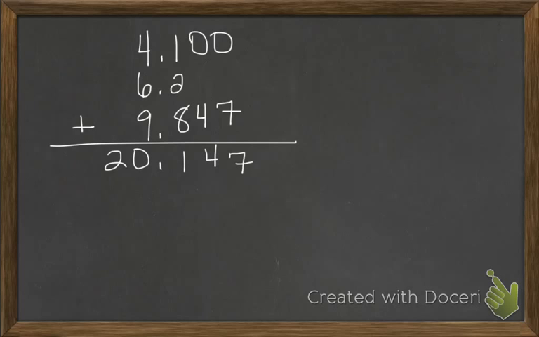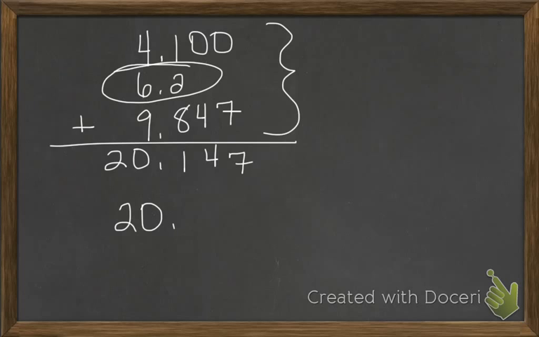I don't have to look at the significant digits. I simply look at the decimal places. Which of these numbers has the least number of decimal places? There's only one decimal place in that number. Therefore, my answer has only one decimal place. My answer would be 20.1. Notice here, I know I want one decimal. Since this number is a 4, that tells me that I don't round up. If this had been 5 or greater, I would have rounded up.